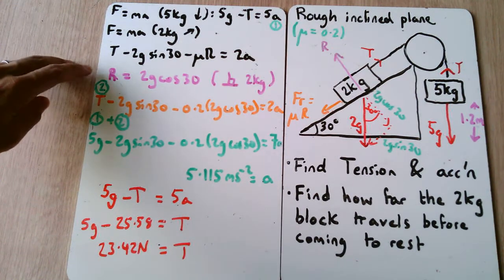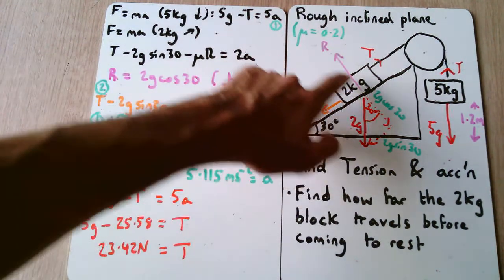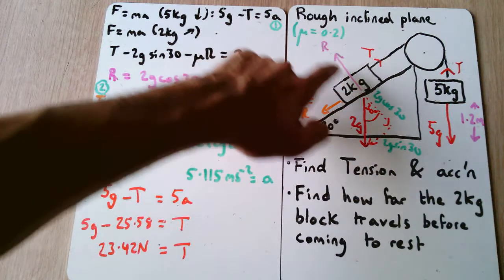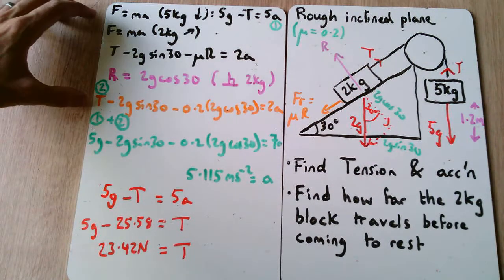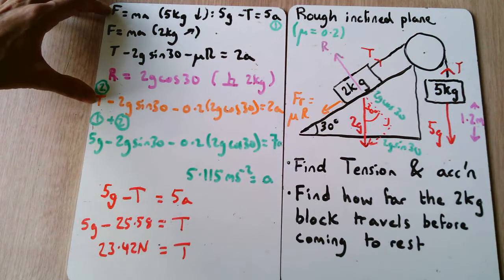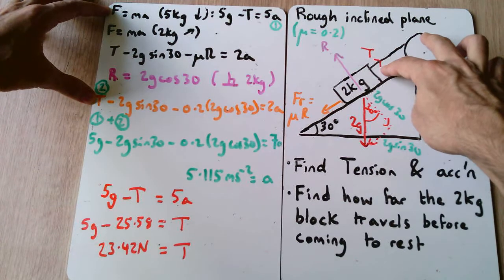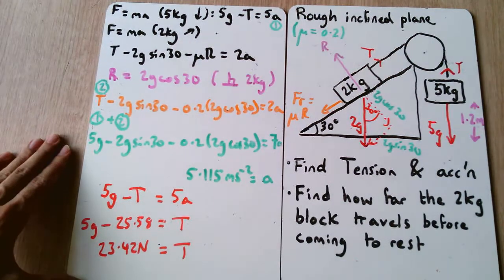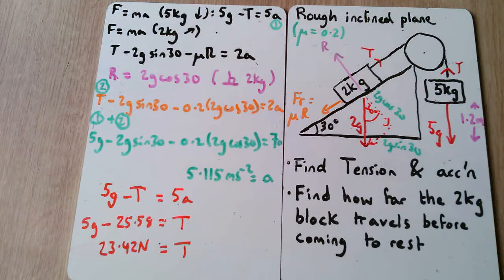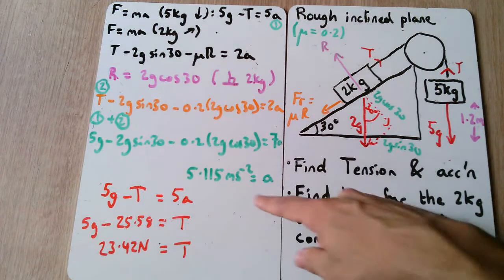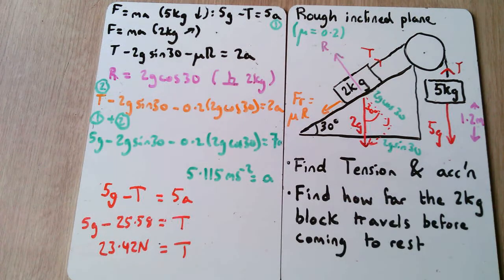We then said that R is equal to 2g cos 30 because the forces perpendicular to the slope are in equilibrium. And then we did simultaneous equations with our two equations over here, the F equals ma on the 5 kg and the F equals ma on the 2 kg block. That enabled us to cancel out our tensions by adding the two equations, and it gave us an acceleration of 5.115 meters per second squared.